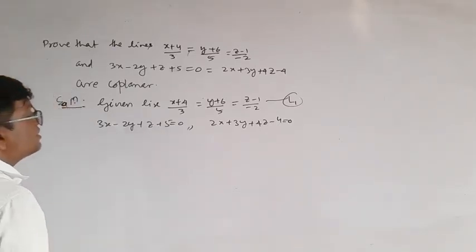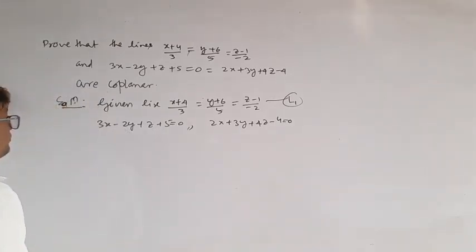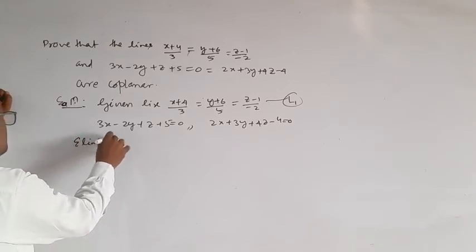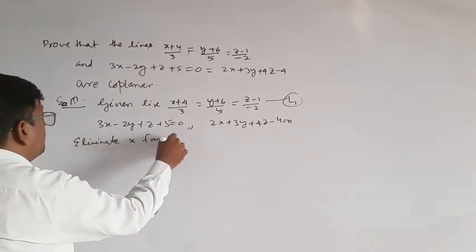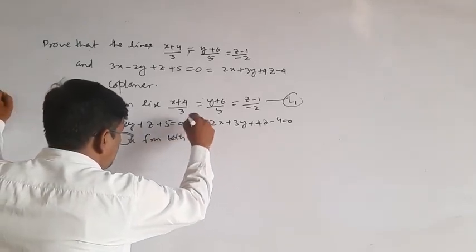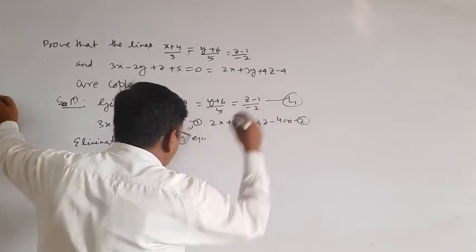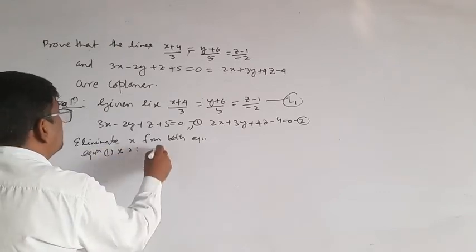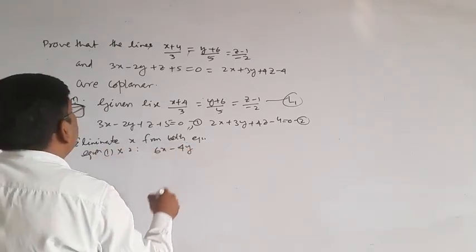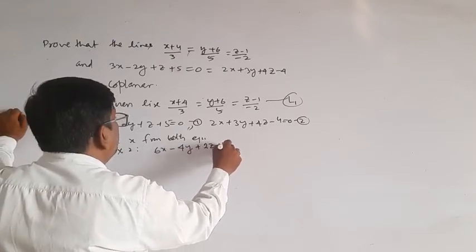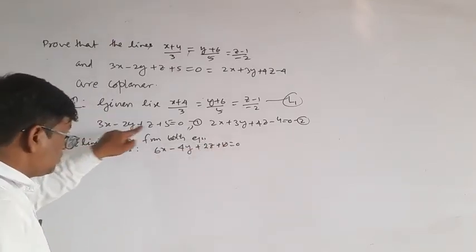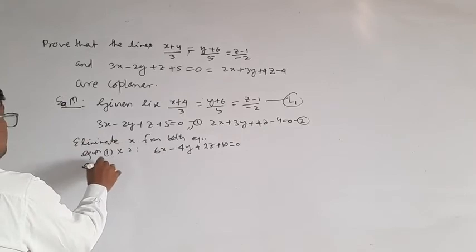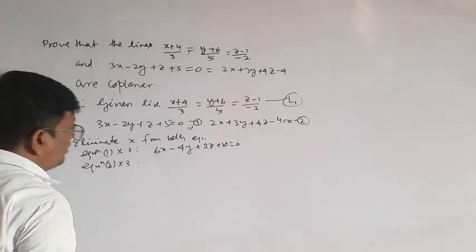Eliminate x from both equations. So this is equation 1 and this is equation 2. Equation 1 into 2 gives 6x - 4y + 2z + 10 = 0. Now equation 2 into 3. So what happens here?